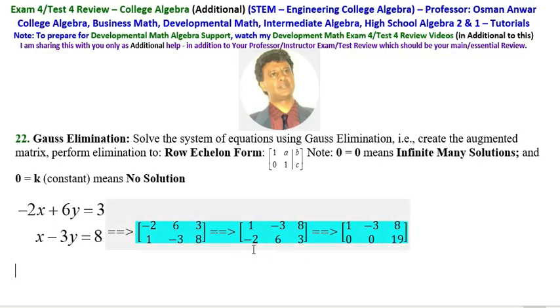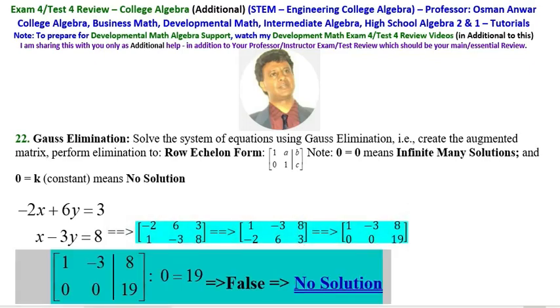Then we're going to eliminate minus 2 to 0. Then keep row number 1 as it is, 1, minus 3, 8. Multiply row number 1 by 2 and add it to row number 2. So that is 2 times 1 is 2. 2 minus 2 is 0. 2 times minus 3 is minus 6. Minus 6 plus 6 is 0. 2 times 8 is 16. 16 plus 3 is 19.